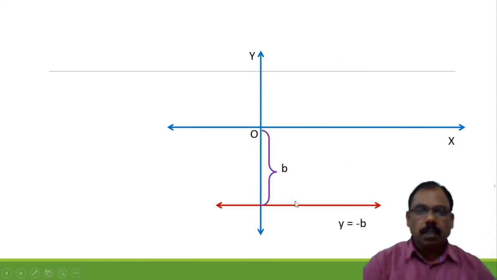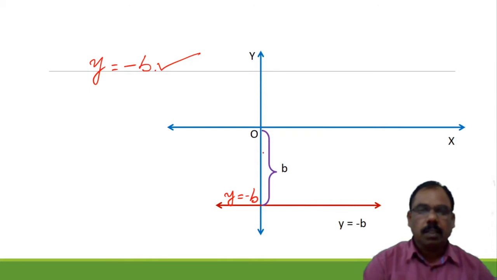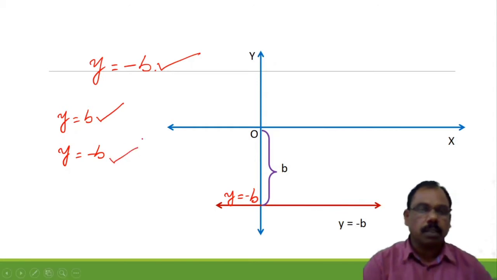Similarly, if the line lies below x-axis, its equation is written as y is equal to minus b. That is, y is equal to minus b is a line which is at a distance of b unit from the origin and lies below x-axis. So, there are two types of horizontal lines, y is equal to b and y is equal to minus b. y is equal to b lies above x-axis and y is equal to minus b lies below x-axis.